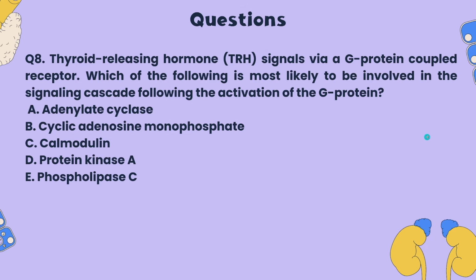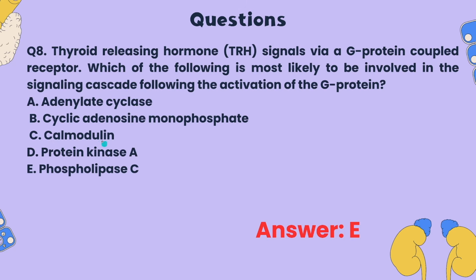Now, I'll show the answer in 1, 2, 3. It is phospholipase C. Cancel calmodulin because that's muscle. Cyclic adenosine monophosphate, cancel that too. That's cyclic AMP. That goes with adenylyl cyclase and cyclic AMP. They go to TSH, the pituitary gland hormone, not TRH, the hypothalamic one. And protein kinase A is also part of the TSH one.